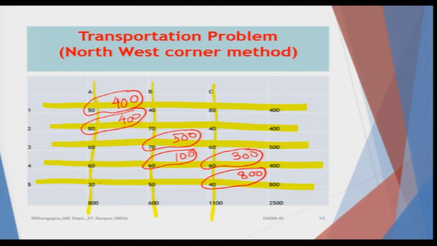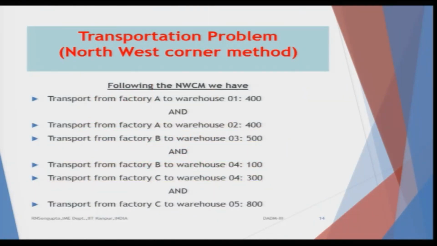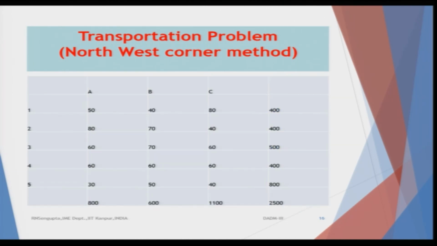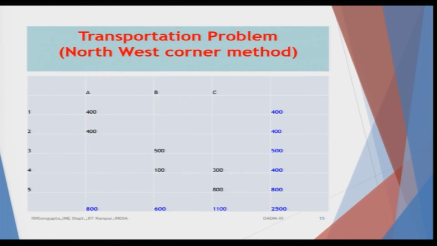So, if I see the cost as it is, and these are the allocations, when I come to the cost, they are exactly these: 400, 400, 500, 100, 300, 800. The total quantums are being met along the rows and the columns. So, this is the cost structure. I drew it, but I am just replicating the cost structure and the allocation just for your own understanding. So, this was the allocation which was done, the cost structure which was there, and the allocation has been done here.